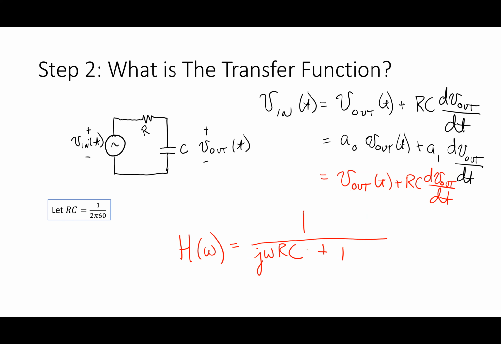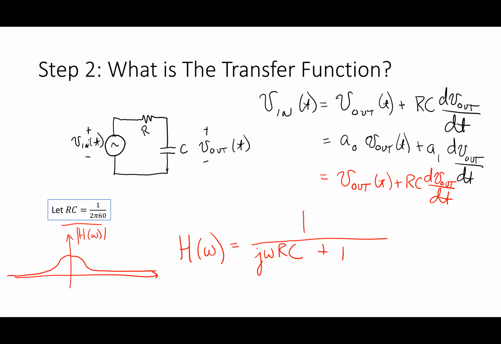So that's my differential equation. Again, I'm going to plug in the number RC equals 1 over 2 pi 60, but for now I'm just keeping it general. This is a function of frequency. I ask you to do that in the homework, to make a plot of it. If I plotted the magnitude of this, it's going to look something like this.